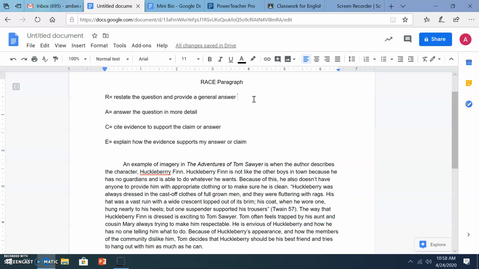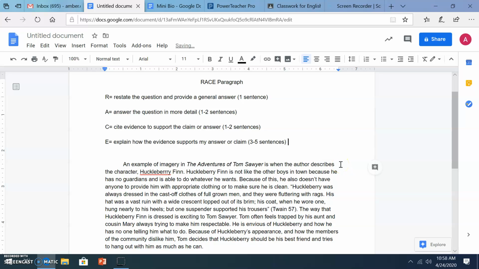And I'm just going to go back in and put some sentence expectations next to each step. So restate and give a general answer is only going to be one sentence, the first sentence of your paragraph. Answer the question in more detail, 1 to 2 sentences. Cite evidence, 1 to 2 sentences. You never want to have more than 2 sentences of cited evidence because that makes it too much of your paragraph. And then explain how the evidence supports my answer or claim. We're going to say 3 to 5 sentences.